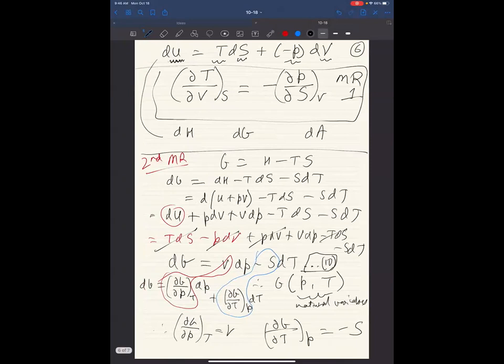Equation 10 said that dG is equal to VdP minus SdT. Oh, by the way, this equation is so useful. I just wrote a paper in which, does anyone know what's a polymorph?